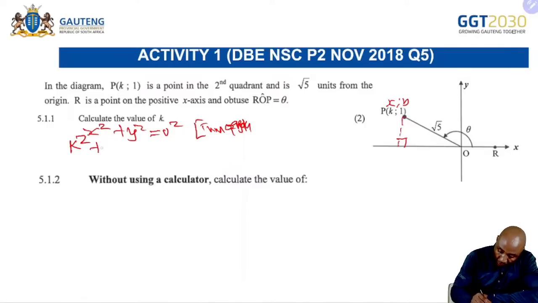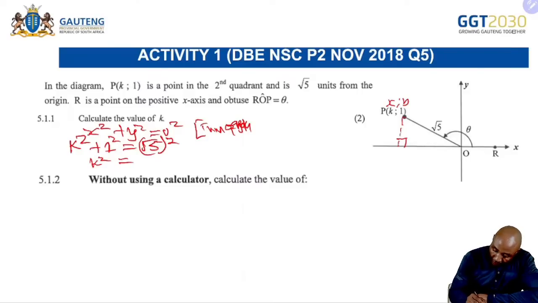We have k squared plus 1 squared is equal to square root of 5 squared. From there on, you are able to get your k squared as 5, since the square root of 5 squared is 5, minus 1, we'll get 4. So we'll get our k as plus or minus 2.